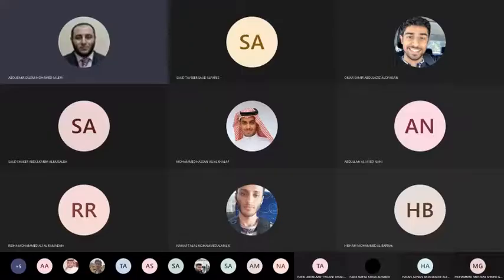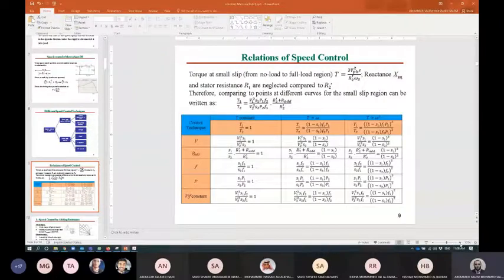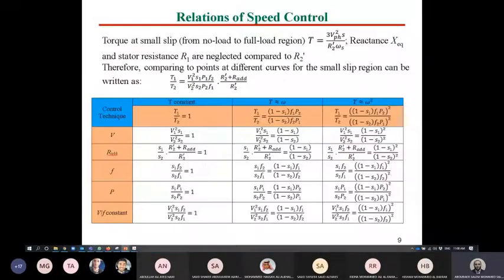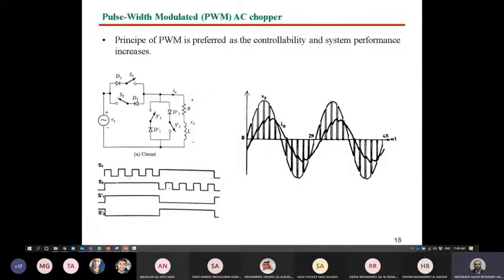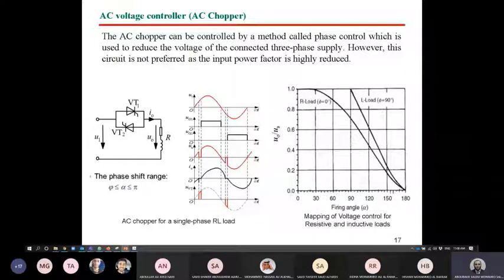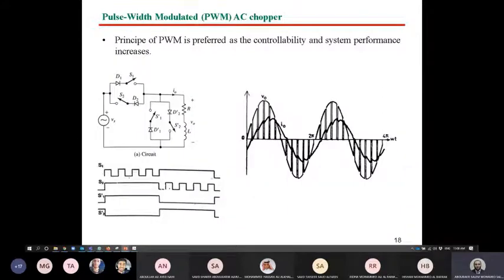Control. Last class we discussed together the adding resistance and voltage speed control. We will continue with the other speed control techniques. In the last class, we discussed two different circuits to control the voltage, which are the AC chopper and PWM AC chopper.